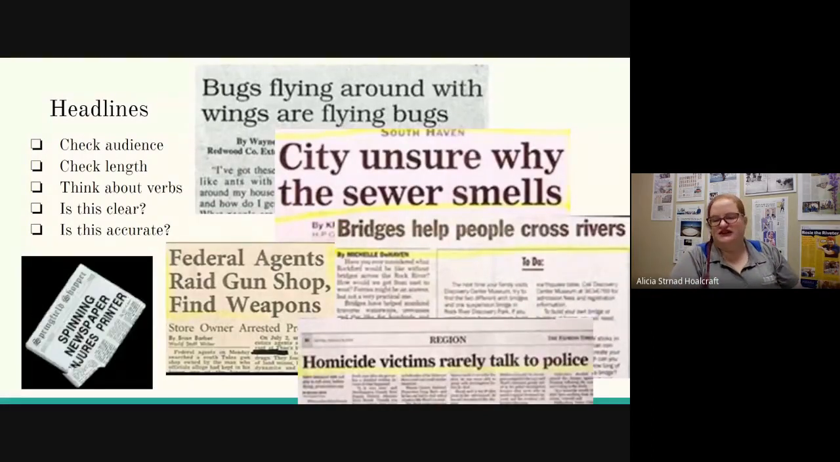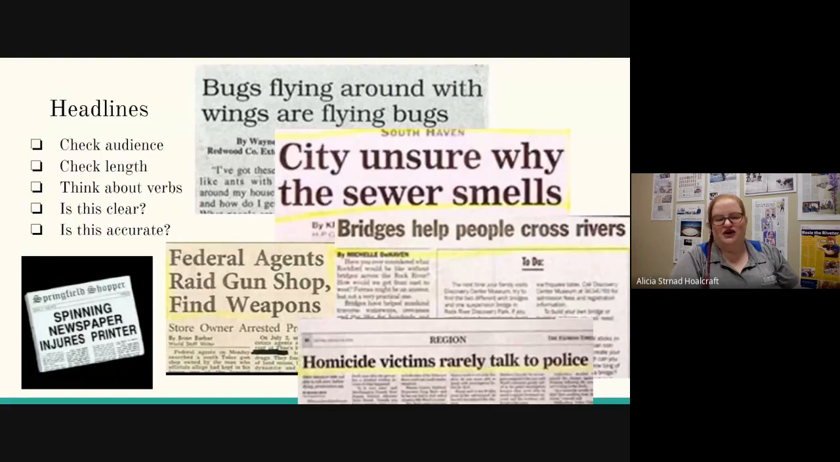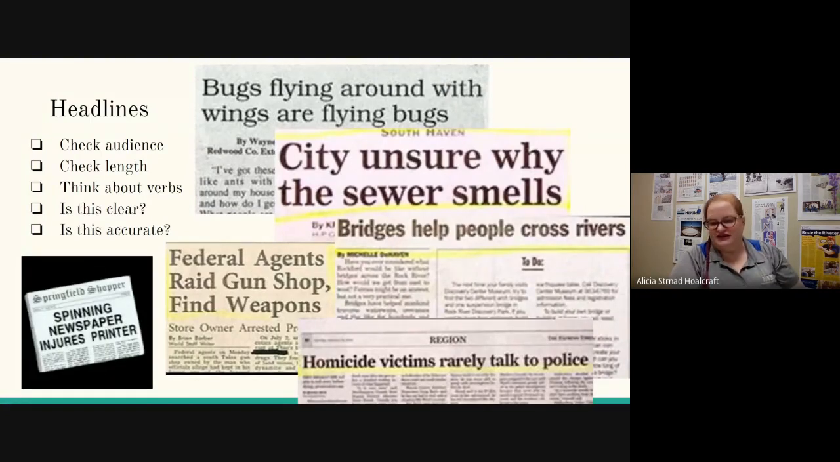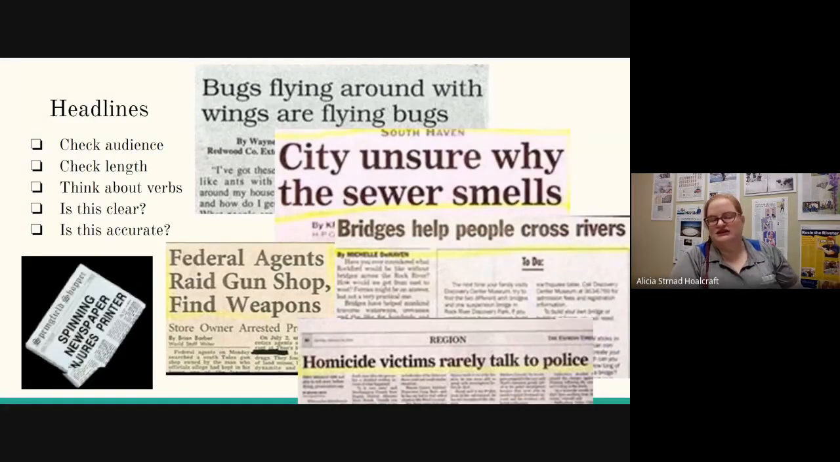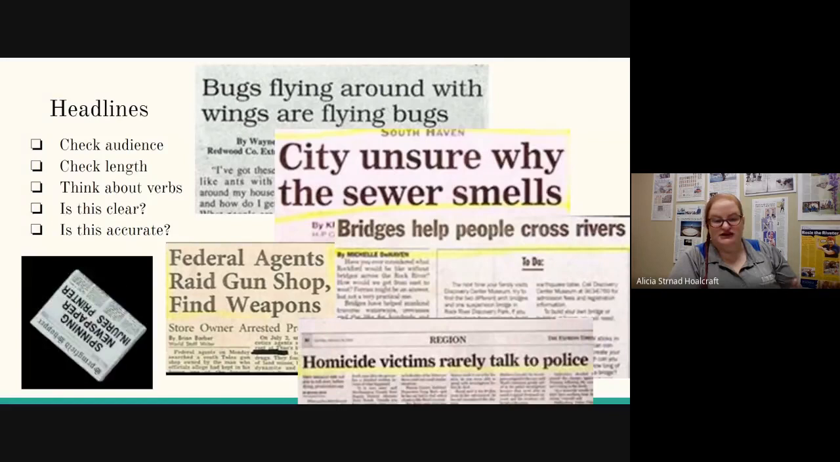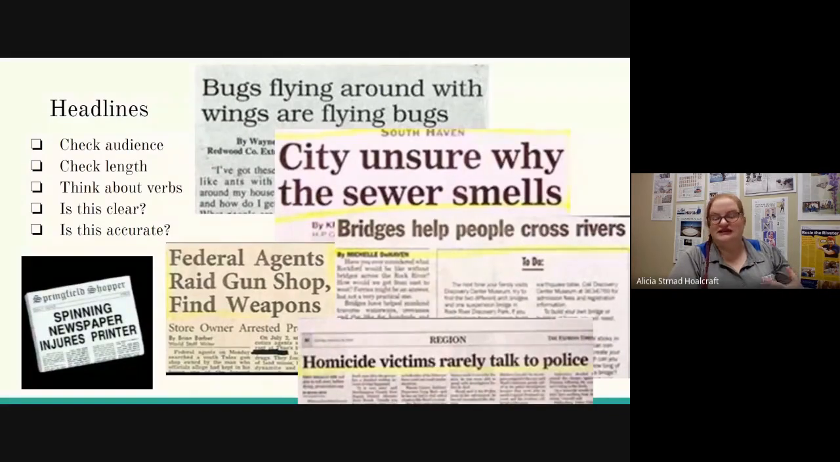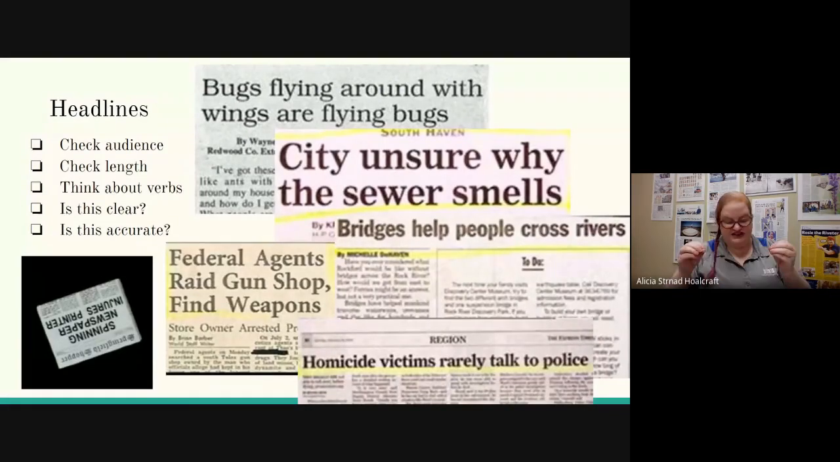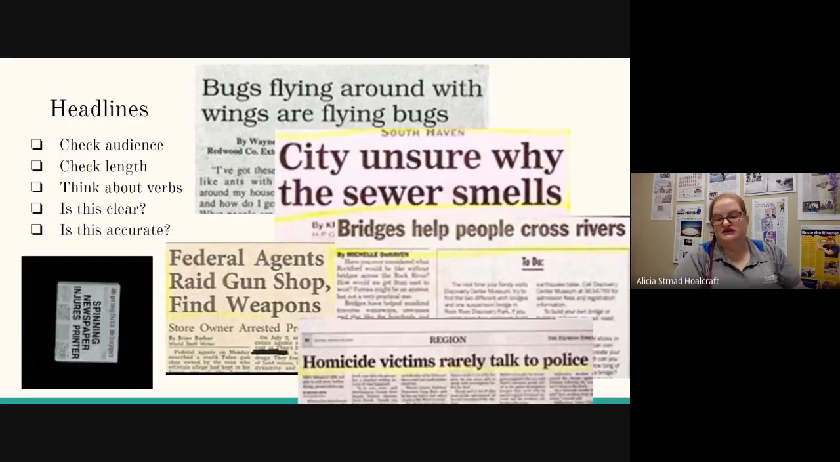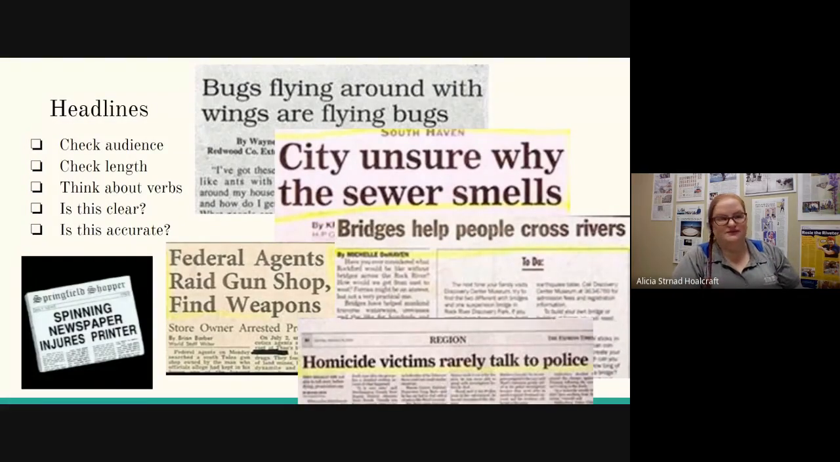So just a couple of things to think about when you are writing your headline. Write your headline and then think, okay, is the audience now correct for print? Does the length of this seem reasonable for print? Is this the strongest verb I can use? Is this headline clear? Is it accurate? Are the facts in it all true? And is it promising what this article is going to deliver? Those are the things to do.